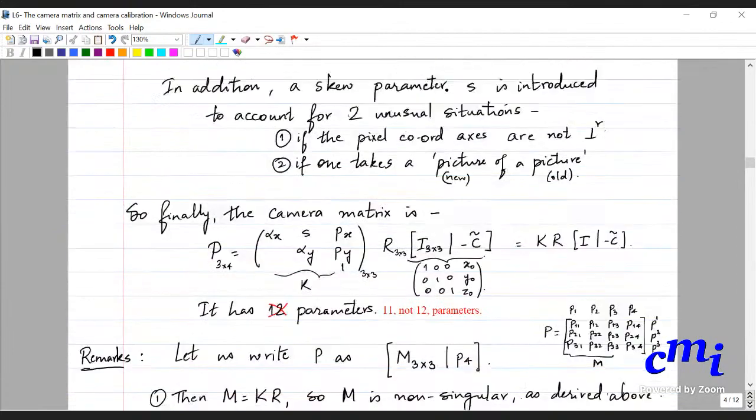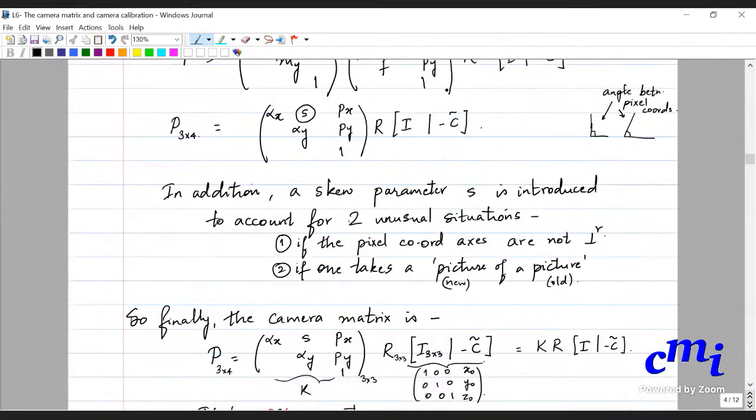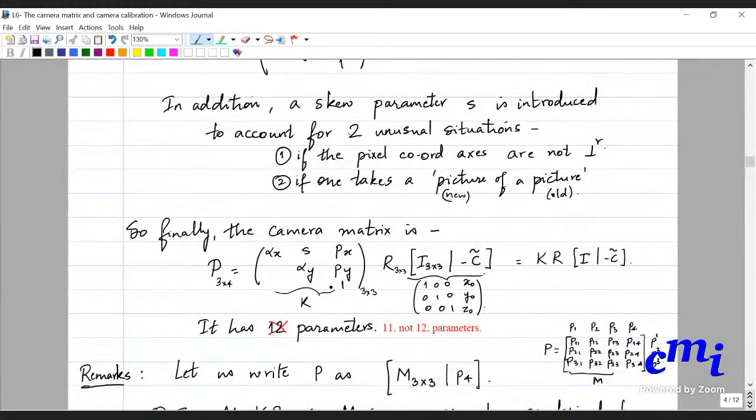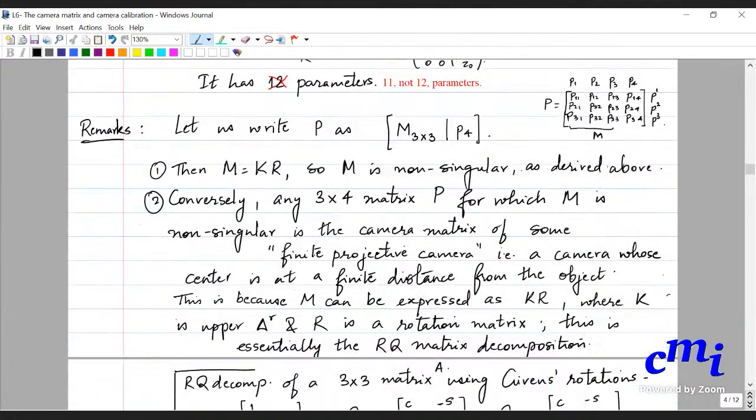There was a small mistake here in counting. I had counted 9 before, and because I added 3 without thinking, that single F has now become alpha X and alpha Y. So really we are only adding one more. It shouldn't be 12, it should be 11 parameters. So there is this little correction.